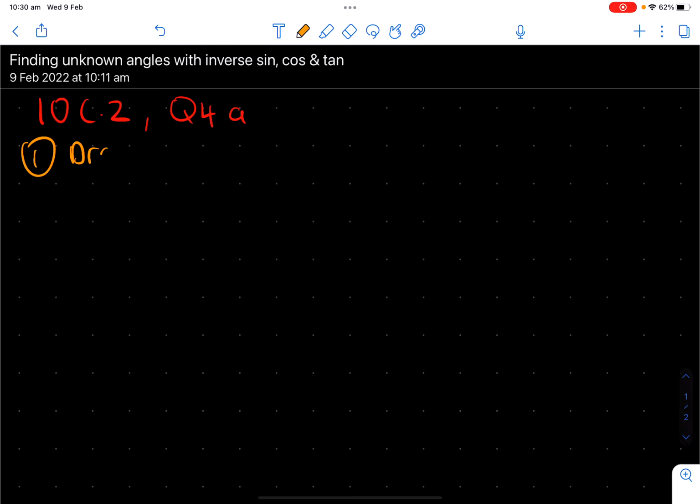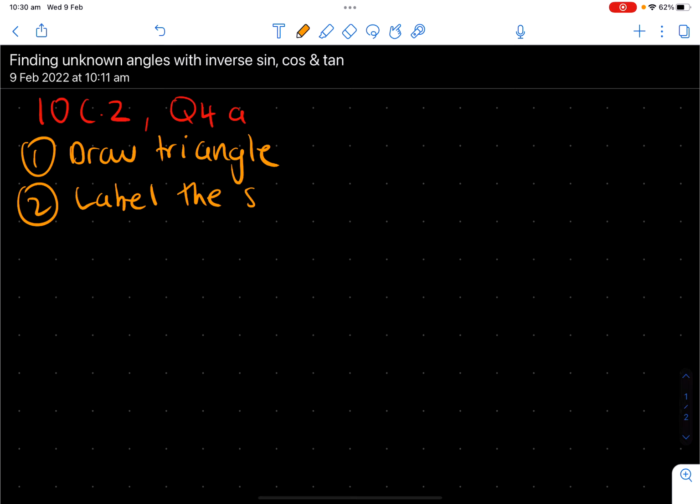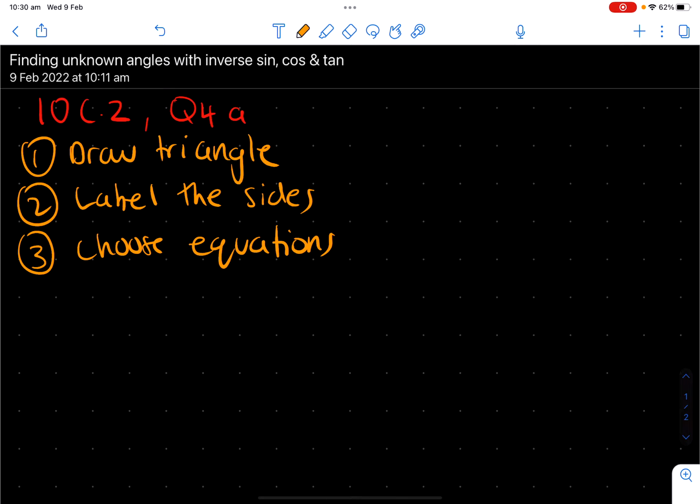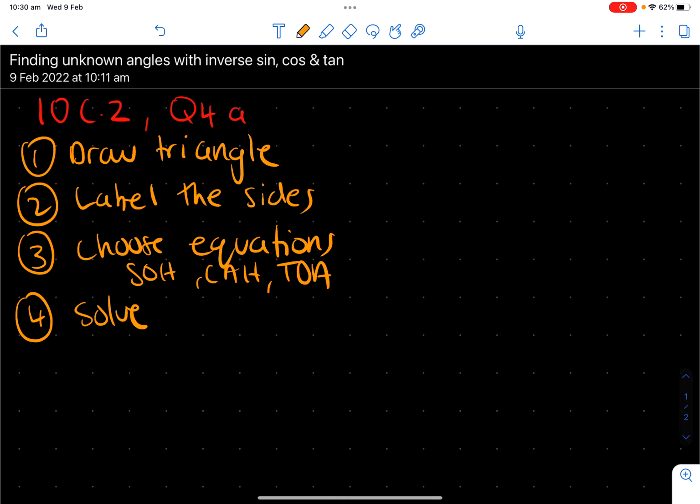First up, we're always going to go through our steps. We're going to draw our triangle, label the sides, then choose our equations. This is our SOH CAH TOA. And then we are going to solve it.